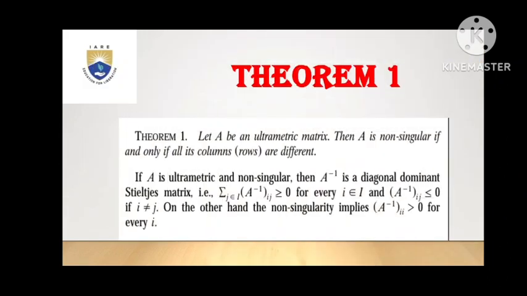Theorem 1. Let A be an ultrametric matrix. Then A is non-singular if and only if all its columns are different. If A is ultrametric and non-singular, then A inverse is a diagonally dominant Stieltjes matrix, that is, the summation over j belonging to I of A inverse ij is greater than or equal to 0 for every i belonging to I, and A inverse ij is less than or equal to 0 if i is not equal to j. On the other hand, the non-singularity implies A inverse ii is greater than 0 for every i.